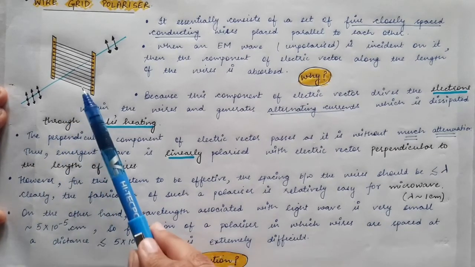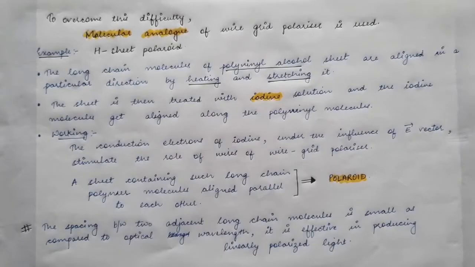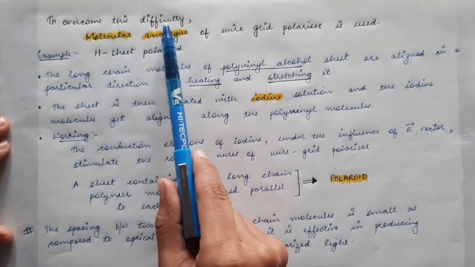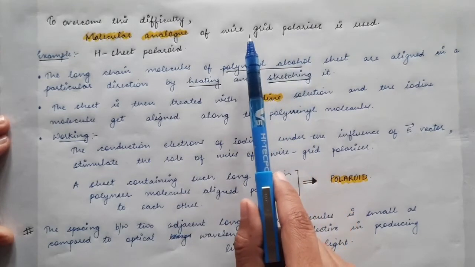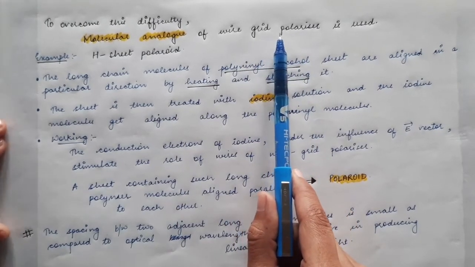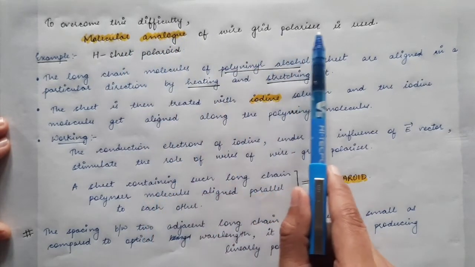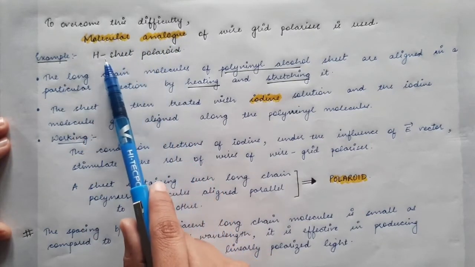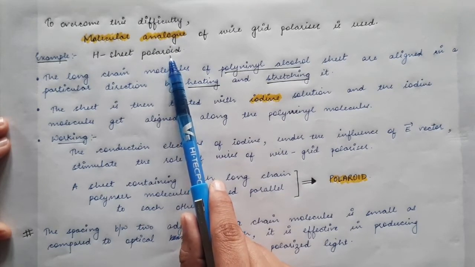So how do we overcome this disadvantage? What is the solution? To overcome the difficulty that we were facing with the wire grid polarizer, we use a molecular analog of the wire grid polarizer. The working and the principle will be the same. An example of a molecular analog is H-sheet polaroid, and we will see what its construction is and how it helps us in obtaining polarized light.